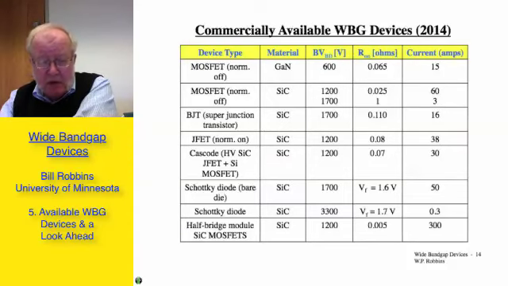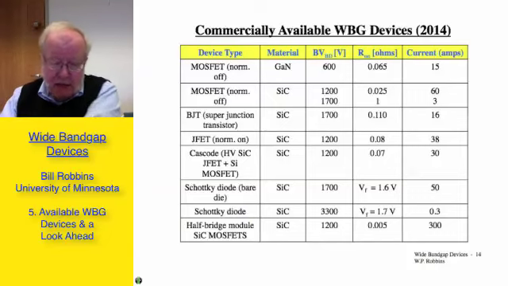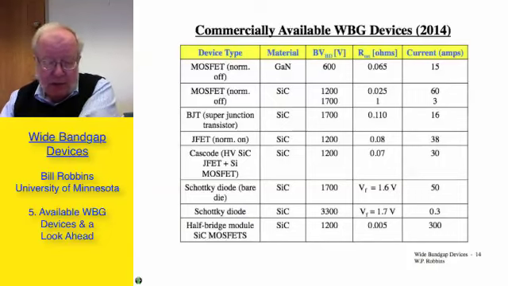If you put several of these chips in parallel in a package, the capabilities are even larger. For example, there is one example down at the bottom, a half bridge module of silicon carbide MOSFETs, 1200 volt rating, 5 milliohms on-state resistance, and 300 amps of current. This is probably 6 or 8 chips packaged in parallel in one package.